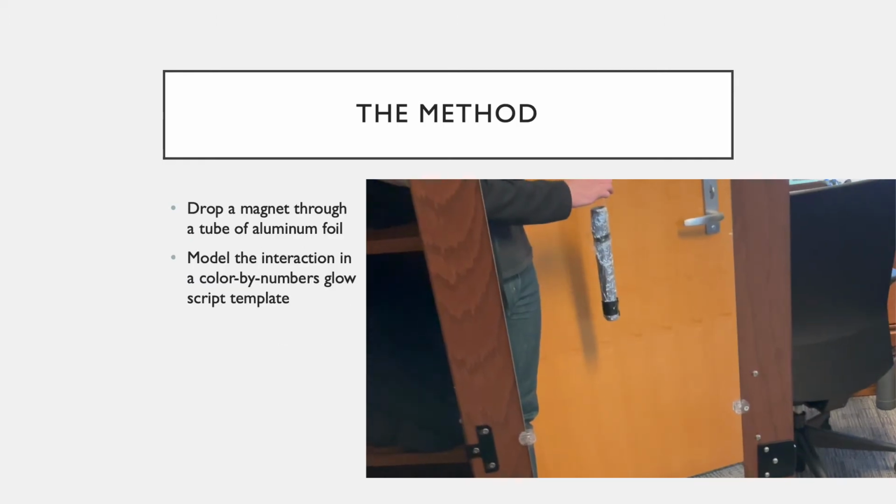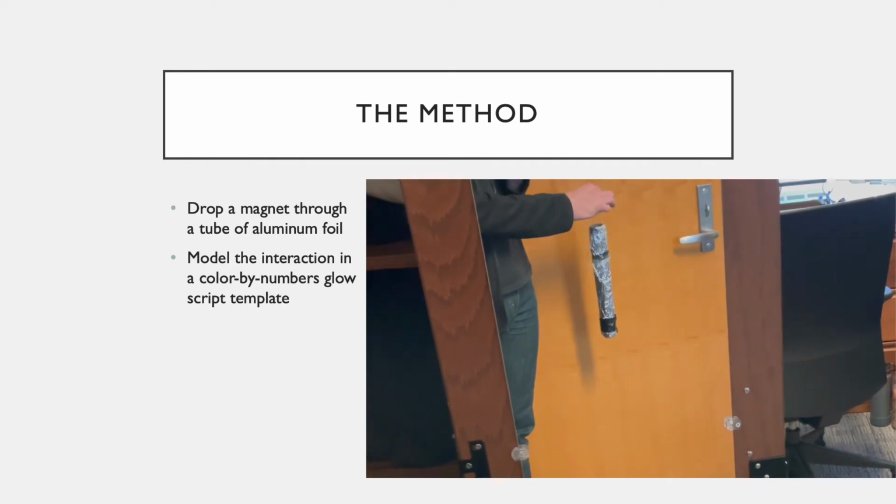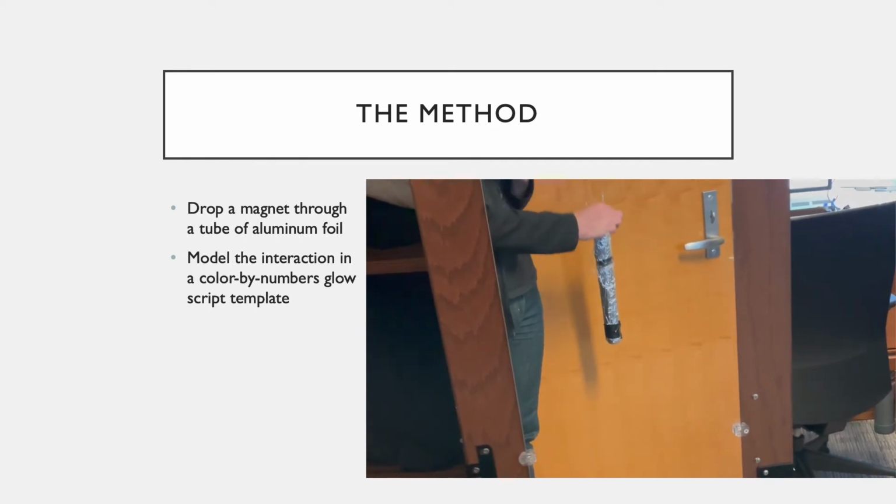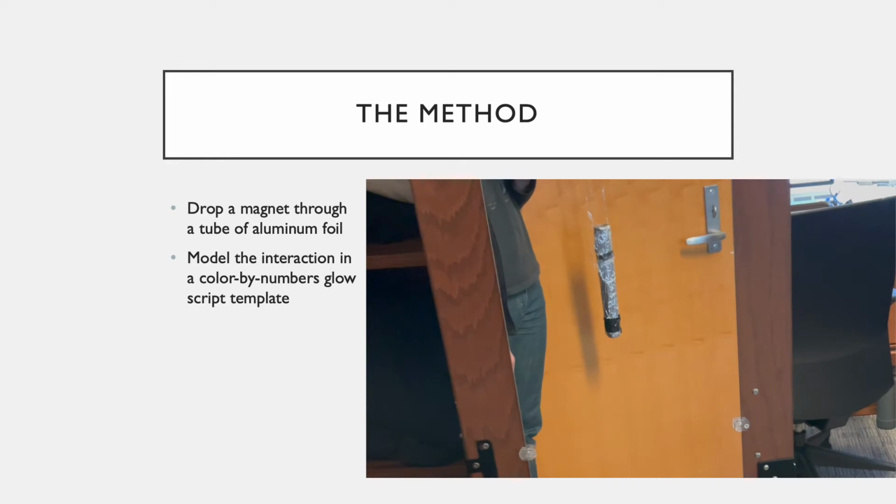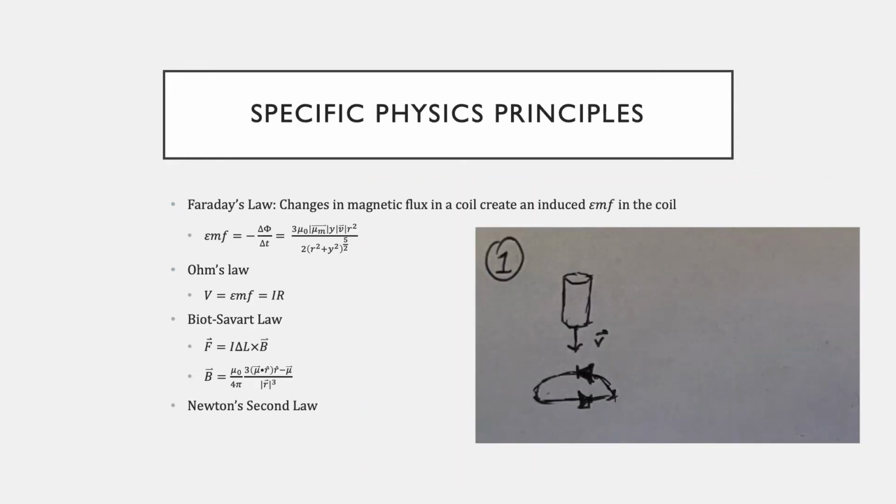The method. We drop a magnet through a tube of aluminum foil, the same magnet as used for Lab 3. We then model this interaction in a color by numbers GlowScript template. Specific physics principles and how they apply to our experiment. Note that I will be referring to coils of wire as opposed to whole tubes. This is because we actually model our tube as a bunch of stacked coils.